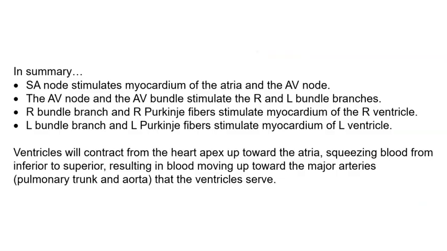So in summary, the sinoatrial node will stimulate the myocardium of the atria, causing the atria to contract, and in addition, it will also stimulate the atrioventricular node. The atrioventricular node and the atrioventricular bundle will stimulate the right and left bundle branches. The right bundle branch and the right Purkinje fibers will stimulate the myocardium of the right ventricle to contract. The left bundle branch and the left Purkinje fibers will stimulate the myocardium of the left ventricle to contract.